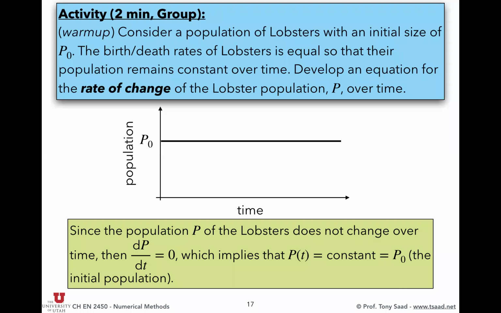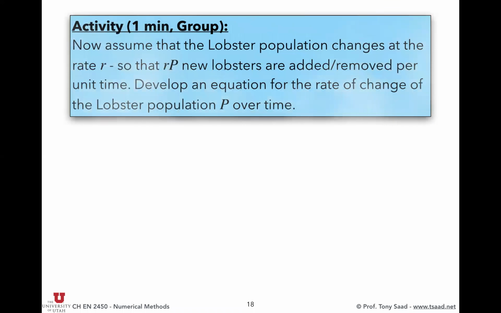Okay, great. Now let's take this one step further. So now your second activity, so now we're building up. Now we know how to create a differential equation, just 0 on the right-hand side. Now assume that the lobster population changes at the rate r. So think of this as the compound interest yearly, so that per unit time, r times P lobsters are born or removed from the population, depending on the value of r, okay? So if r is positive, or r is negative. So now develop an equation for the rate of change of the lobster population over time, again, but such that they change by rP, okay?